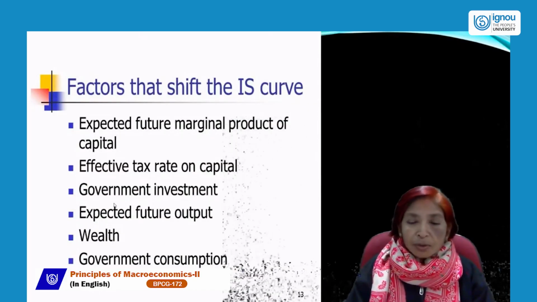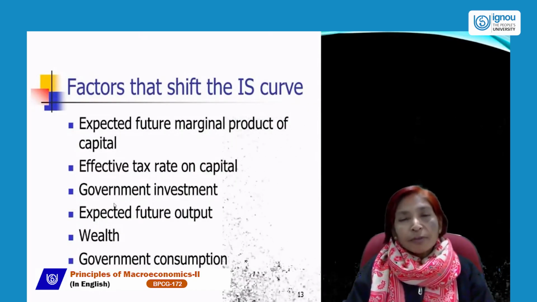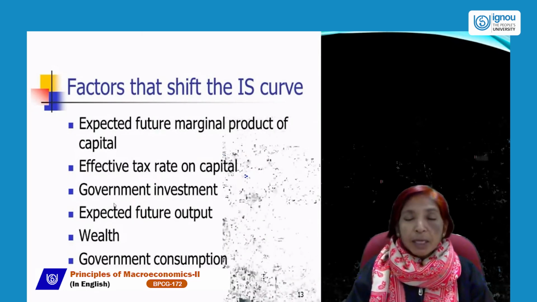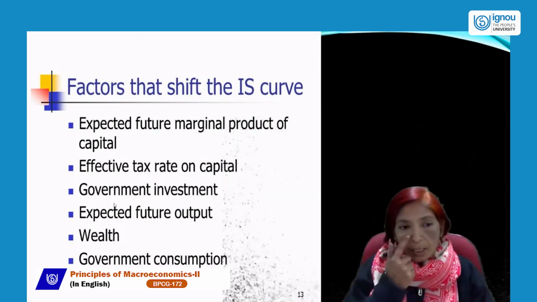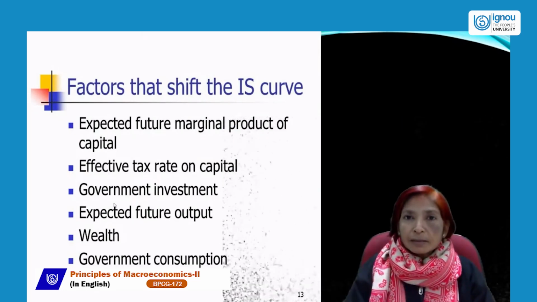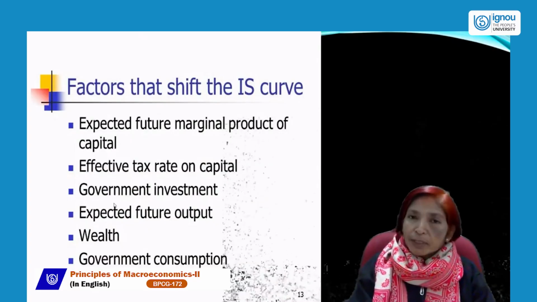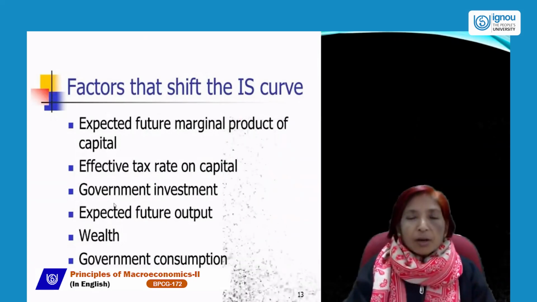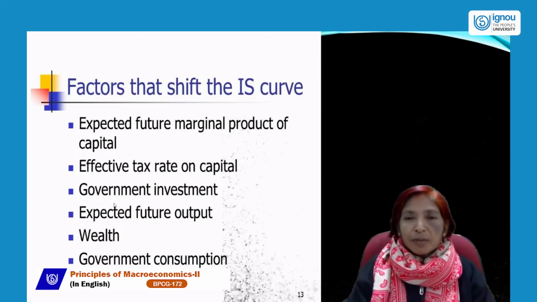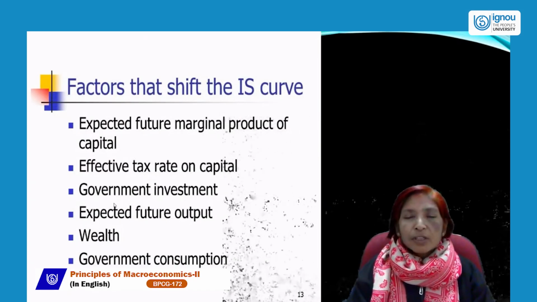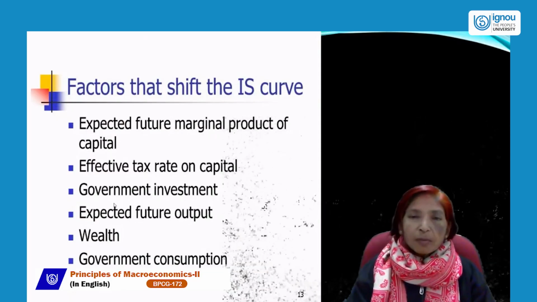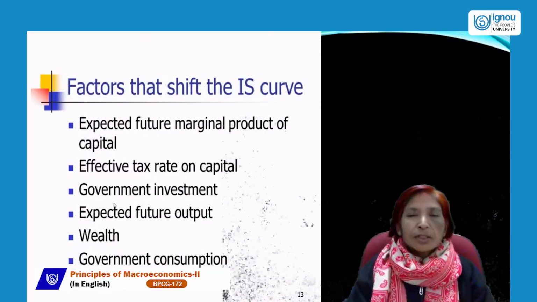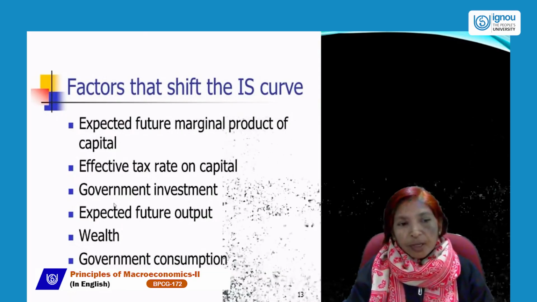Taxation rate also affects the shift in the IS curve and is a main responsible factor. If the tax rate increases, IS will shift to the left-hand side. If the tax rate falls, then IS shifts to the right-hand side. Government investment: if government investment increases, IS will shift to the right-hand side. If government investment falls, IS shifts to the left-hand side.